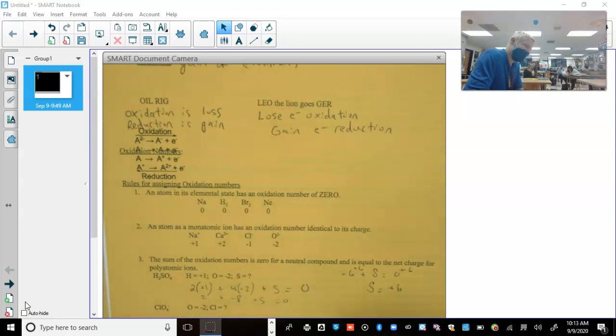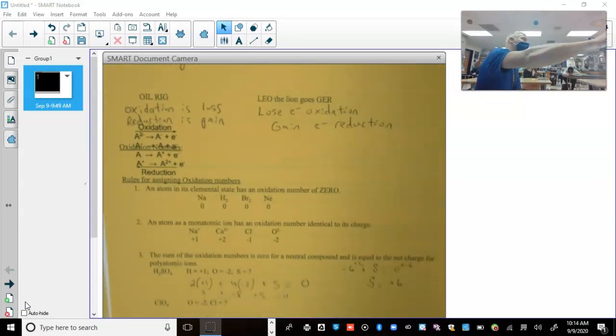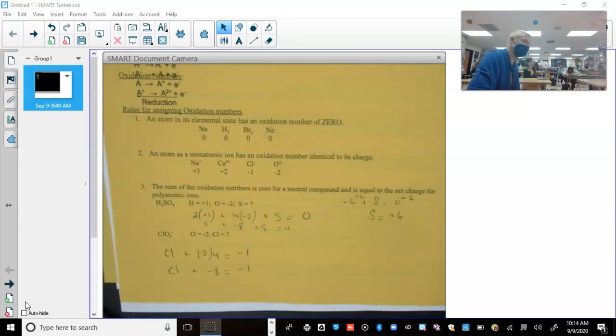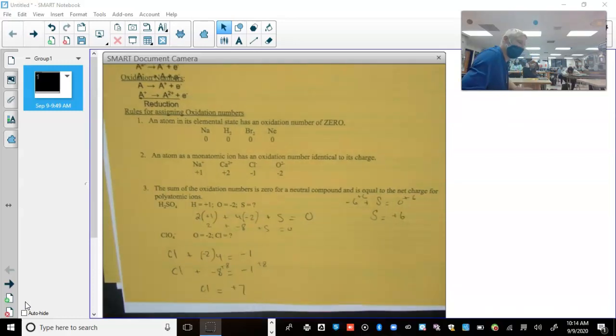Okay. All right. Cl plus -8 equals -1. You guys can't see that. There we go. All right. So then we add 8 to both sides. Cl equals +7 is the oxidation state of chlorine in that situation.